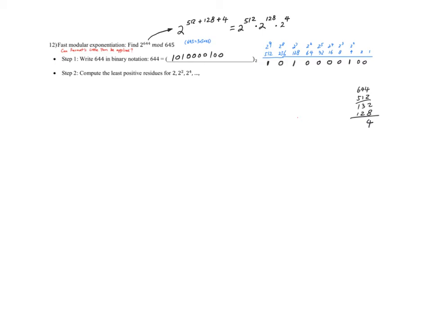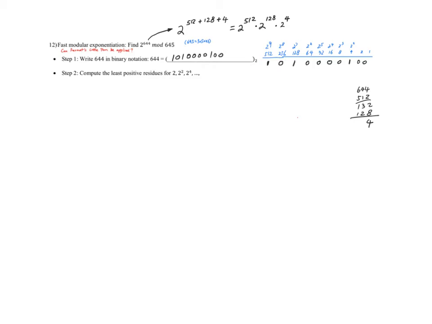Okay, so what's the purpose of writing this into binary notation? That's the purpose. It helps us write this 644 into those powers. Those are the powers of 2. And then why do we do that? Let's now look at the actual computation.